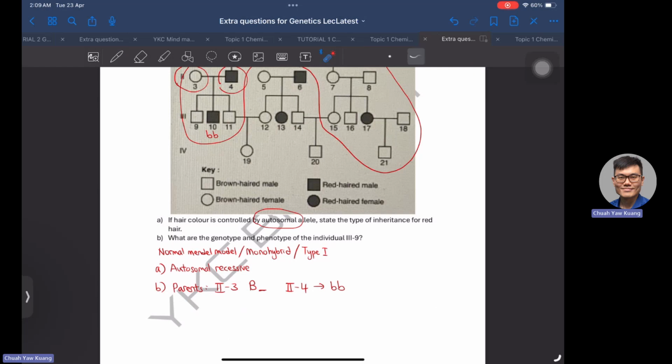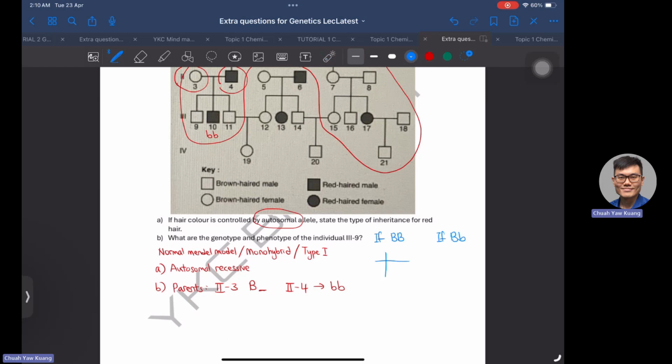So parent 2-3 can have two types of genotype, right? Either the mother can be homozygous dominant, or the mother can be heterozygous. Since this father's genotype is confirmed, that means this father can only produce one type of gamete, which is the recessive b. So now we look at the Punnett square.